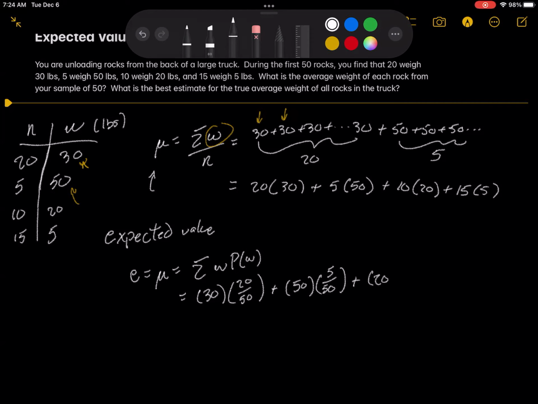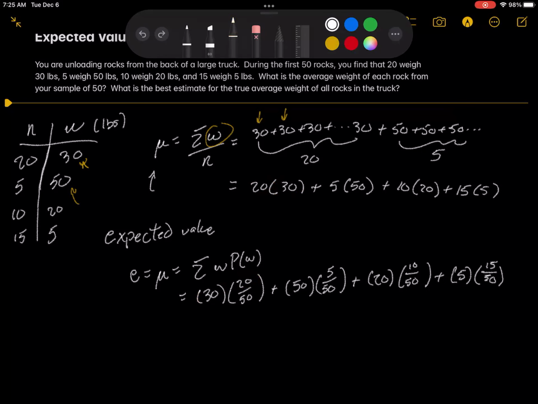So we have a 20-pound rock, 10 out of the 50 weigh that, and we have a 5-pound rock, and 15 out of the 50 weigh that. So really, you're kind of doing the exact same thing, right? You're taking 30, multiplying by 20, just like you did up here, and then you'll divide by 50 at the very end.